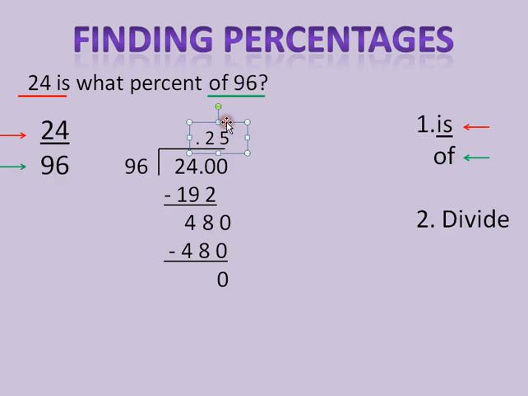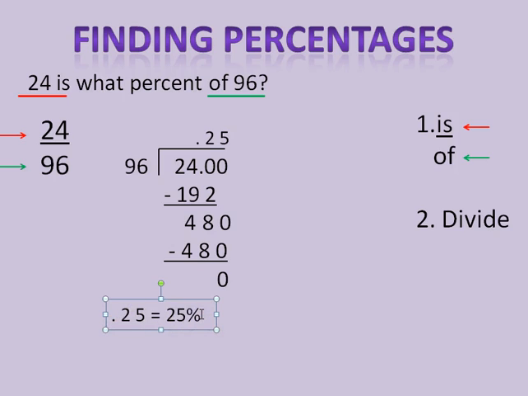Now, I know that 0.25 equals 25%. 0.25 equals 25% because I know that I have to move the decimal over to the right to make it a percent.